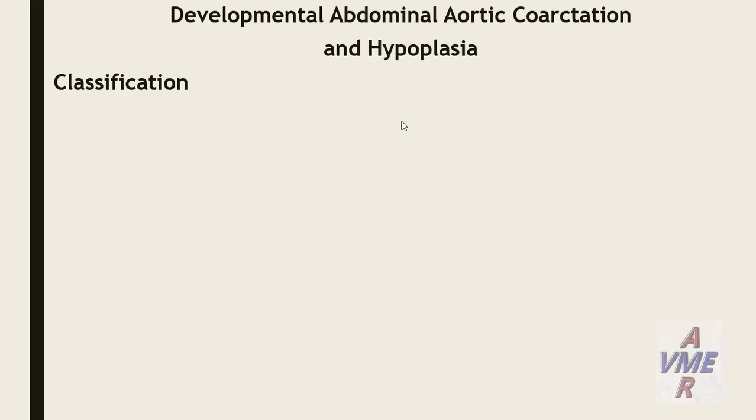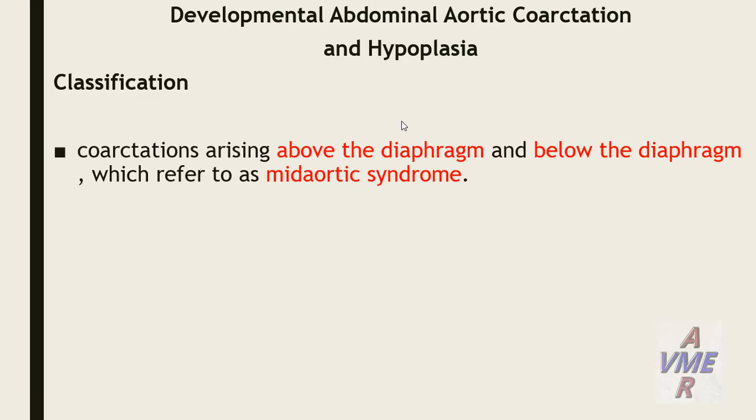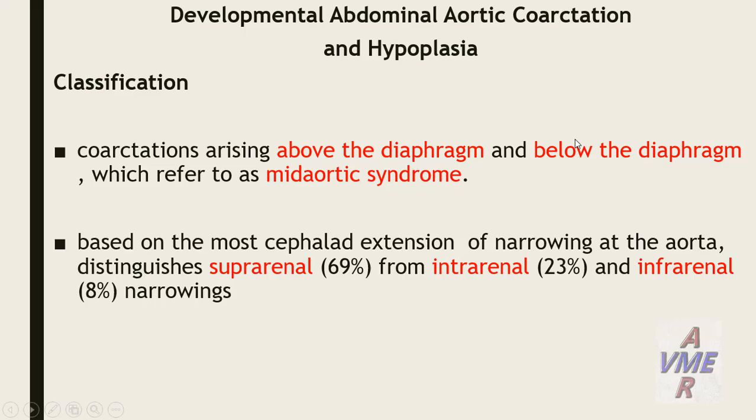Hello everyone. Today we are discussing a very important topic: developmental abdominal aortic coarctation and hypoplasia. Classification is anatomical. We have coarctation arising above the diaphragm, and below the diaphragm, which is called mid-aortic syndrome. According to the site and extension of the narrowing, we have suprarenal, the most common, intrarenal, and then infrarenal.